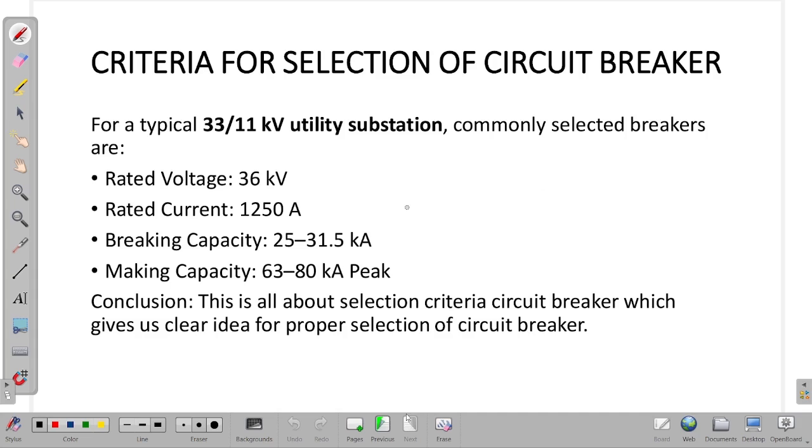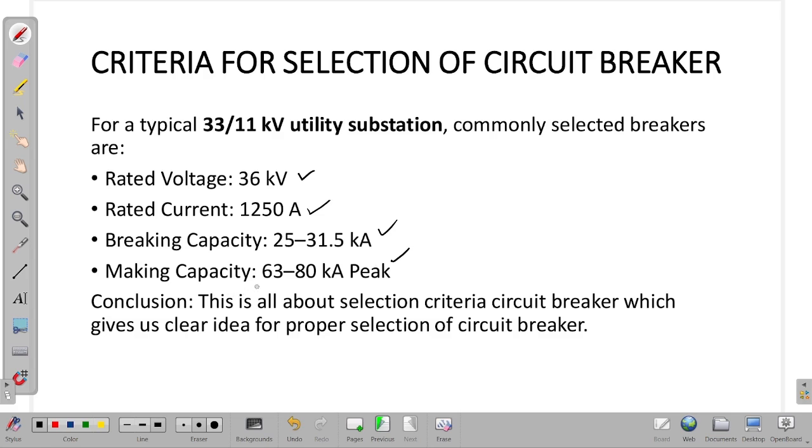For a typical 33 by 11 kV utility substation, the commonly selected breaker has a rated voltage of 36 kV, rated current of 1200 ampere, breaking capacity of 20 to 31.5 kiloampere, and making capacity of 63 to 80 kiloampere peak.